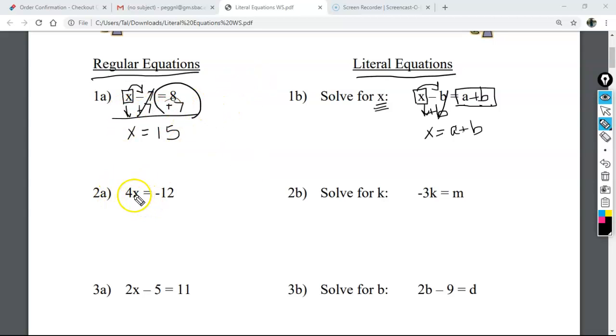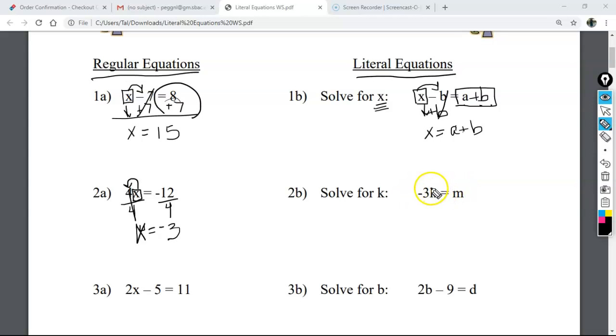So let's take a look at this concept again in a different problem. So 4x, box the variable. The 4 and the x are stuck together. That means multiply, so the inverse of that is divide. So I'm going to divide both sides by 4. The 4's cancel out, and I'm left with x equals negative 12 divided by 4, which gives me negative 3.